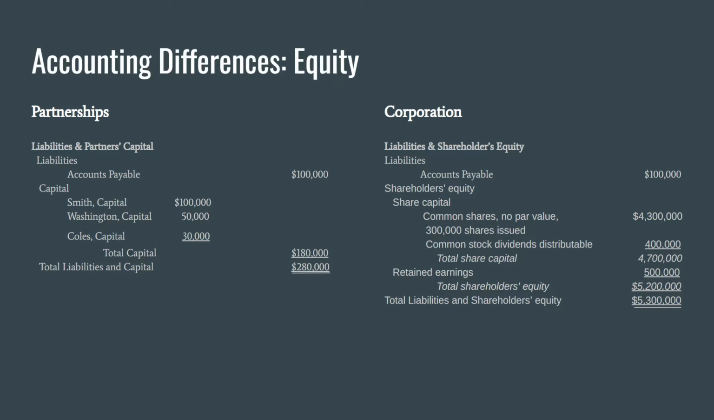So the key difference between partnerships and corporations is that on the balance sheet, at least, you have to deal with stocks and shareholders, while for partnerships it is simply the partners who are partial owners of a company.